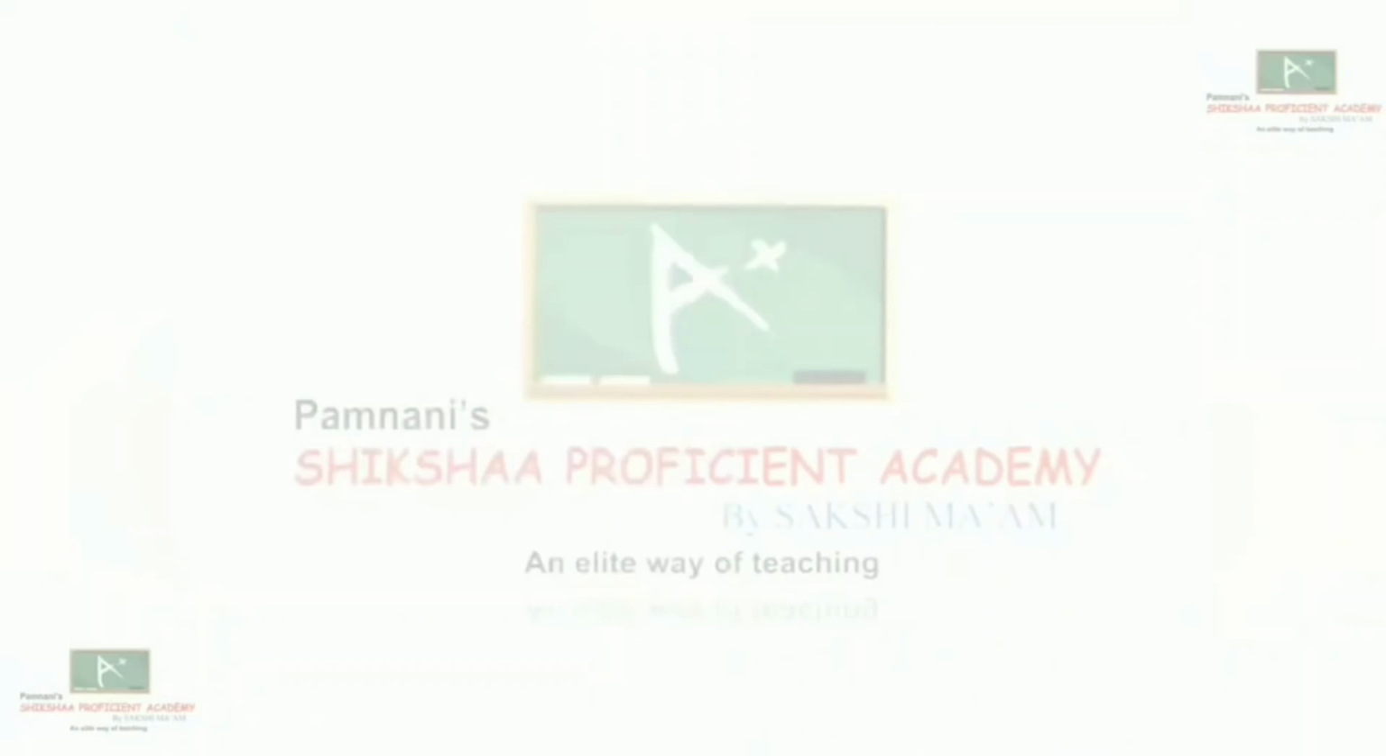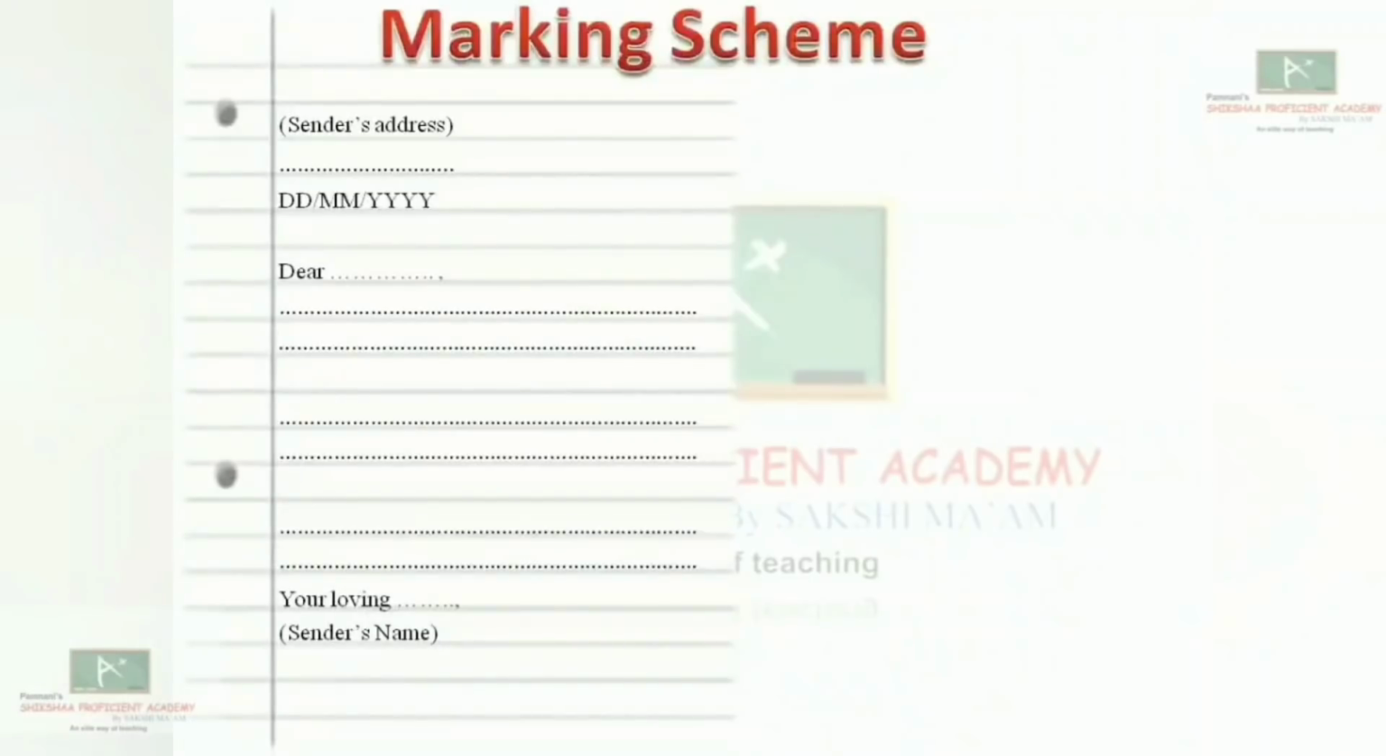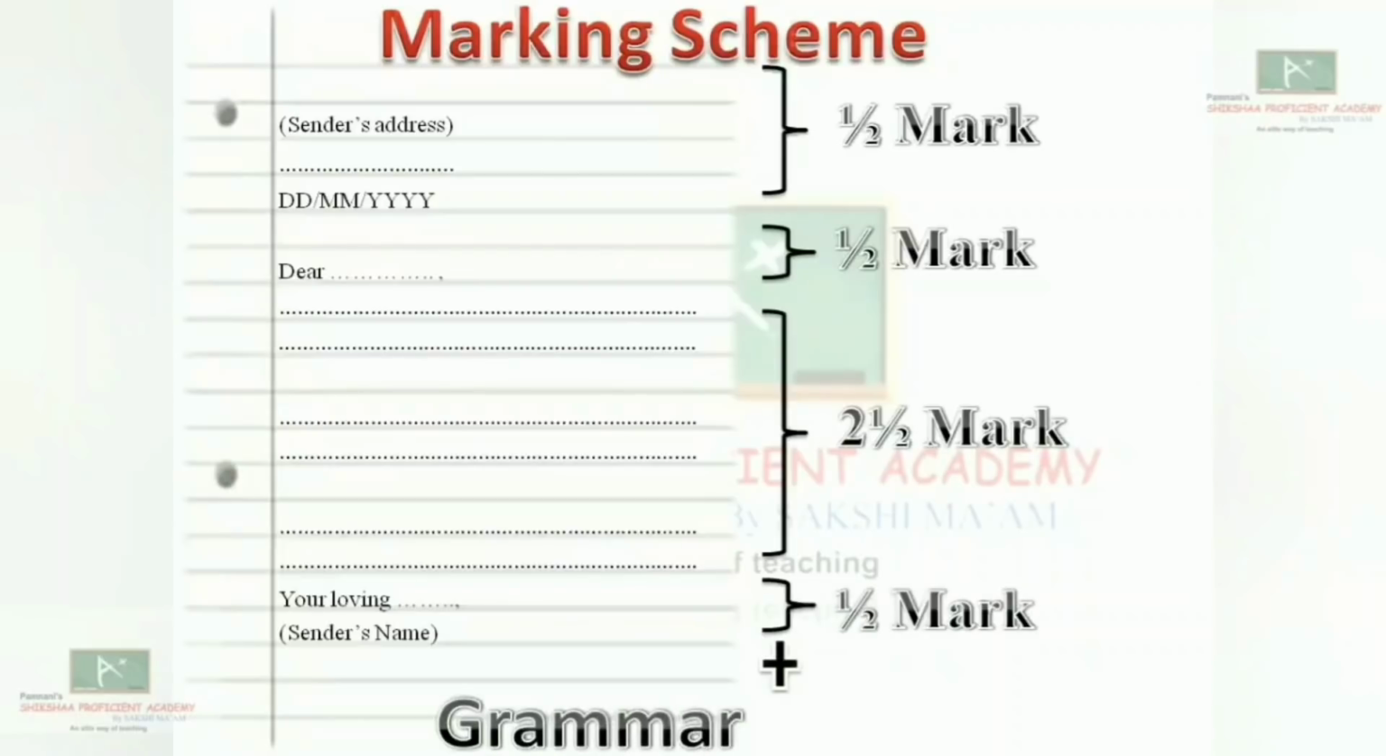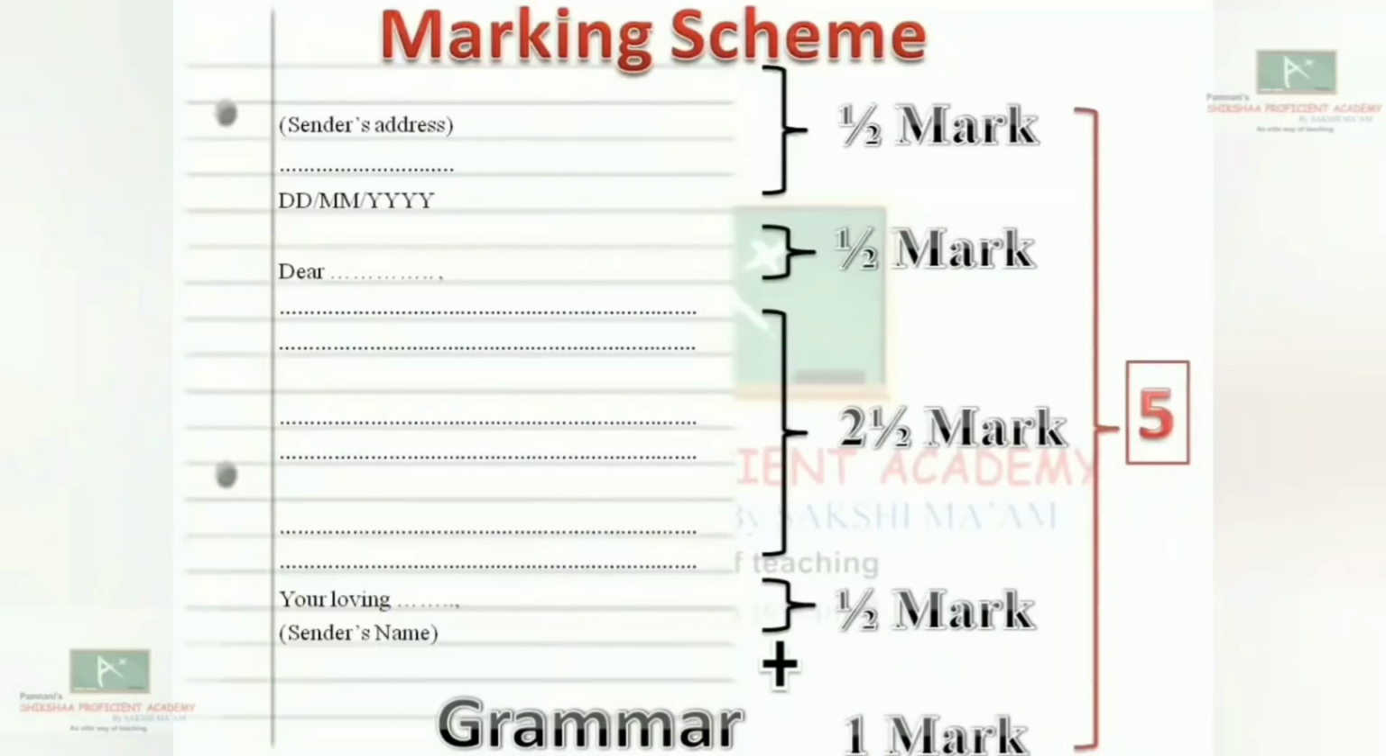Let's look at the marking scheme of an informal letter. We have sender's address and date for half mark. The salutation carries half mark. Main body of the letter carries 2.5 marks. Closing remark carries half mark. And overall grammar carries 1 mark, making it total 5 marks.